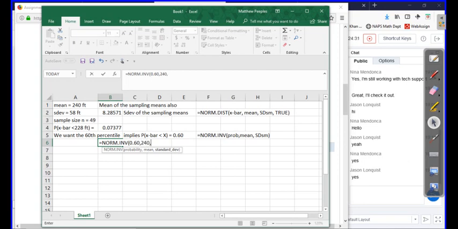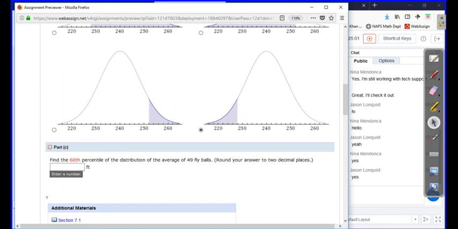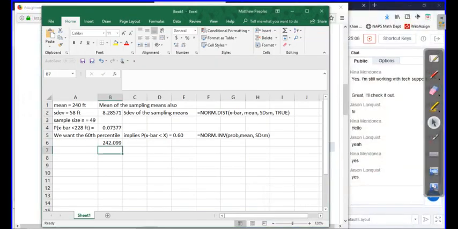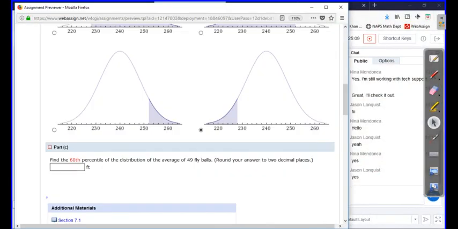And our standard deviation, well, that was the one that we calculated before. So that's that value there in B2. I'm just going to click on it and use that value. And so the value this is going to give me is the distance that these fly balls should be going in order to be within the 60th percentile. In this case, that's 242.099 feet. Well, if we're rounding it to 2 decimal places, that's 242.10.